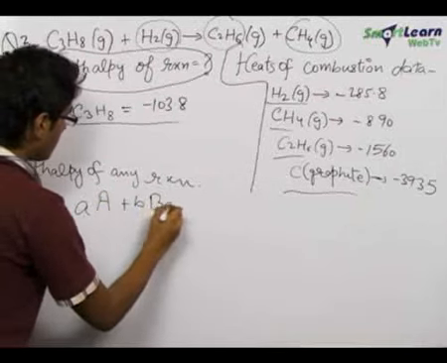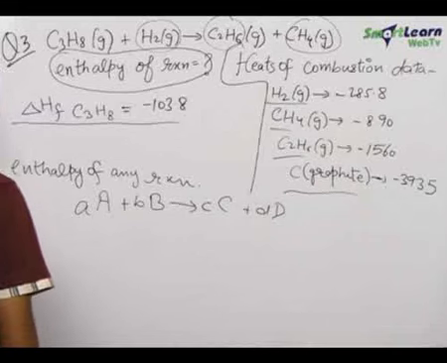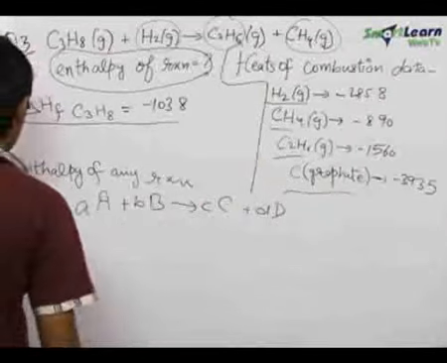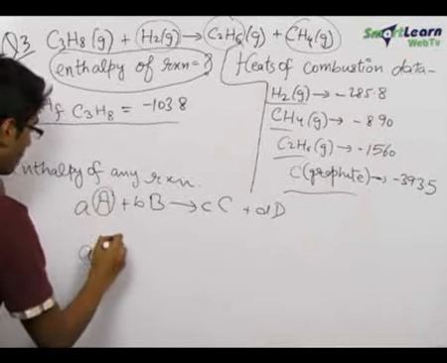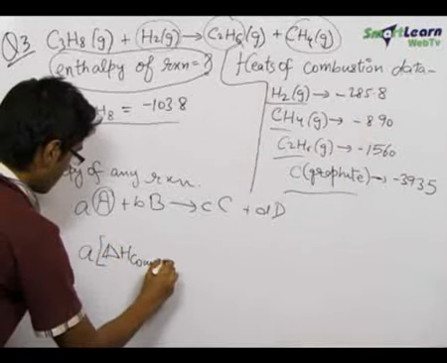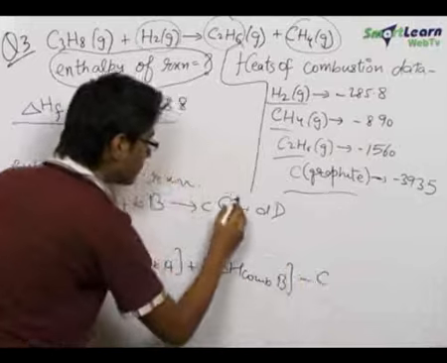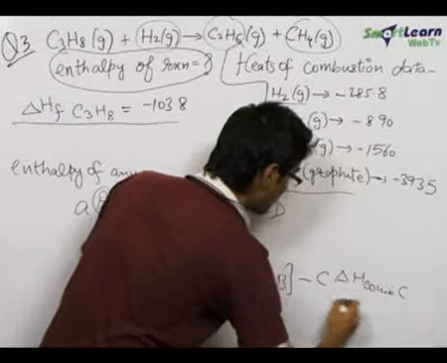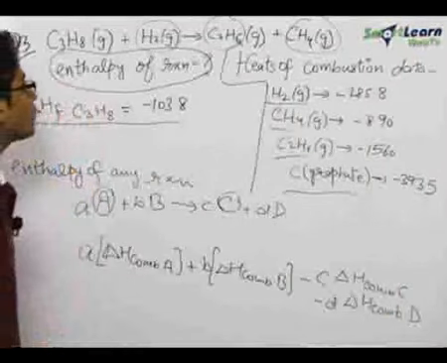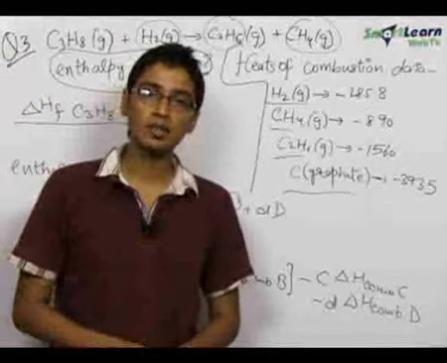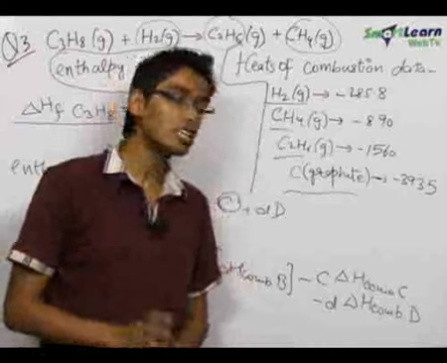a moles of A plus b moles of B giving c moles of C plus d moles of D. The enthalpy of this reaction in terms of the heat of combustion of A, B, C and D is a into the enthalpy of combustion of A plus b into the delta H of combustion of B minus c into the delta H combustion of C minus d times delta H combustion of D. That is, the enthalpy of any reaction is equal to the enthalpy of combustion of the reactants multiplied by the respective stoichiometric coefficients minus the enthalpy of combustion of the products multiplied by the respective stoichiometric coefficients.